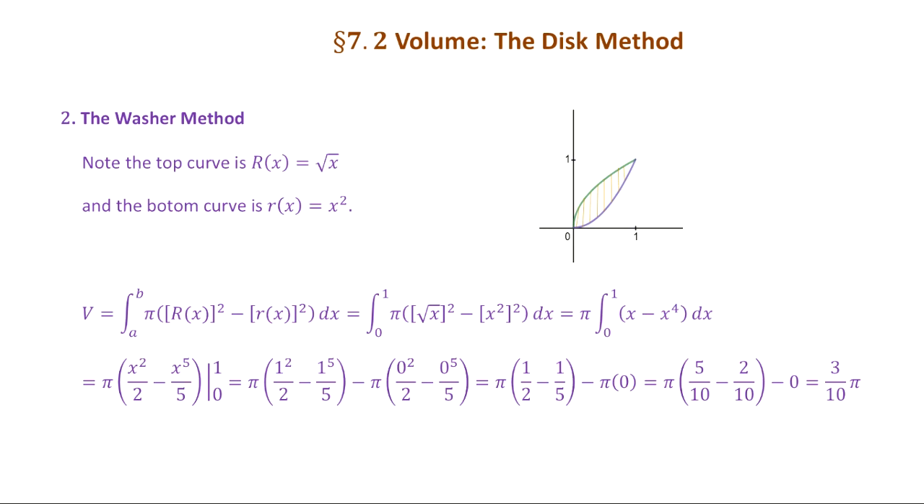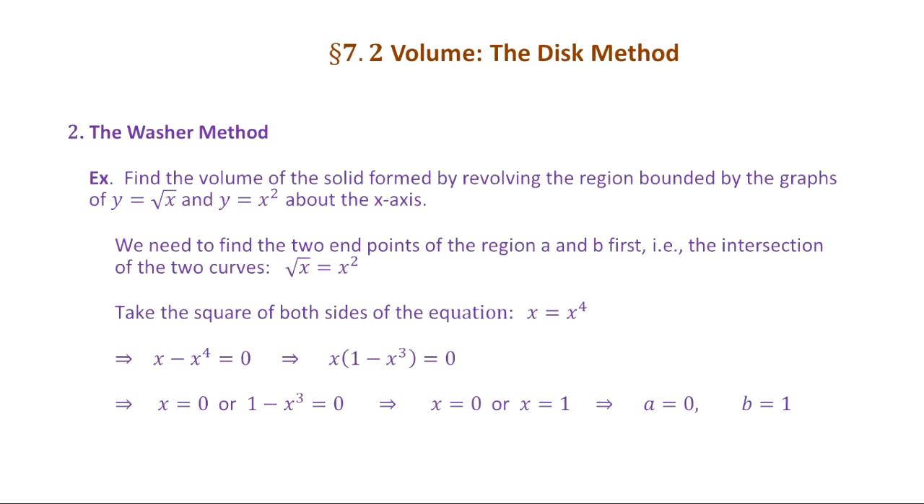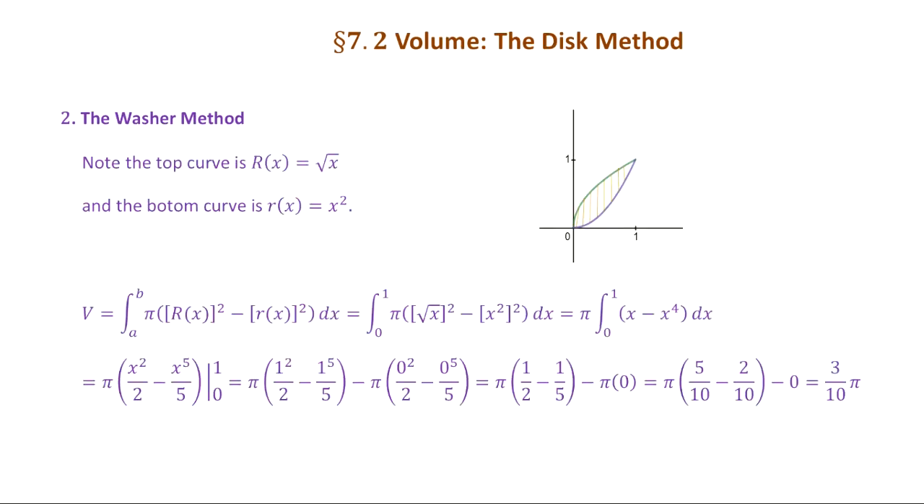So what you do, just use the formula for the washer method. So V equals the integral from a to b. In this case, it will be 0 to 1. So how do you find this 0 and 1? Okay, how do you know the two endpoints are 0 and 1? You actually need to solve the equations first. So let's just go back to the original problem and find these two endpoints 0 and 1. Okay, so we need to find the two endpoints a and b of the region. You can see from the graph, the two endpoints are the intersections of those two curves. What you do is just set the two functions equal and solve it.